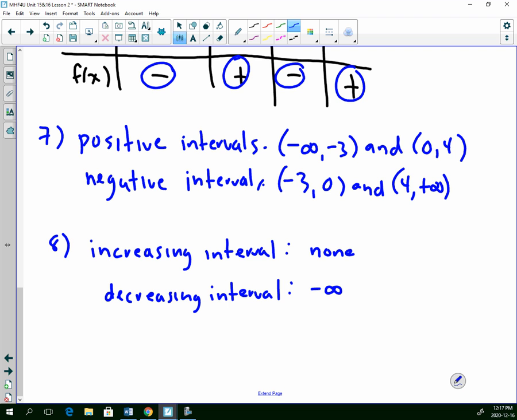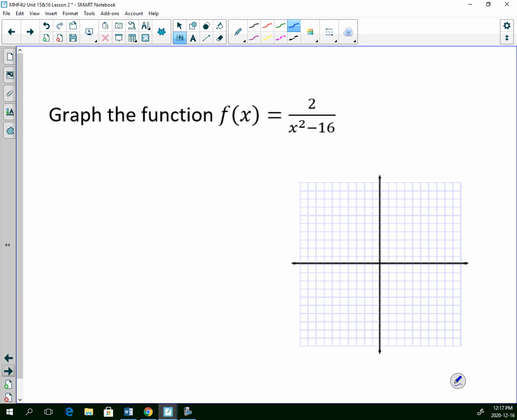So I'll write them from negative infinity to -3, and then between -3 and 4, and then between 4 and positive infinity. Okay, so that just finishes it off. So we always do our intervals once we have finished the sketch and the table. All right, let's do one more.